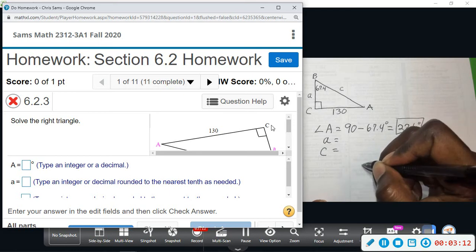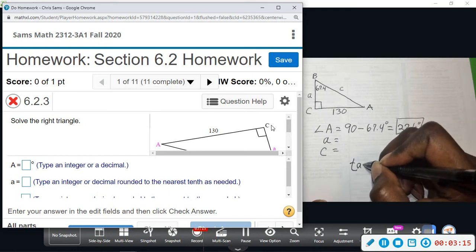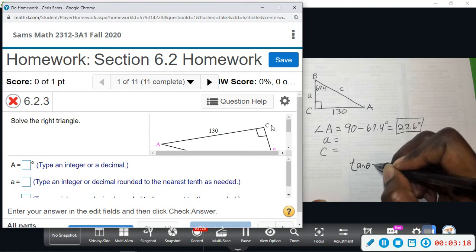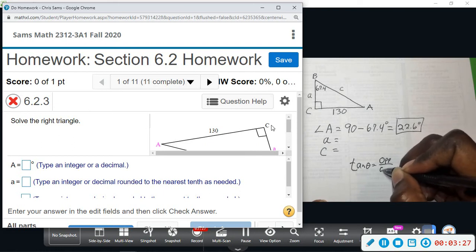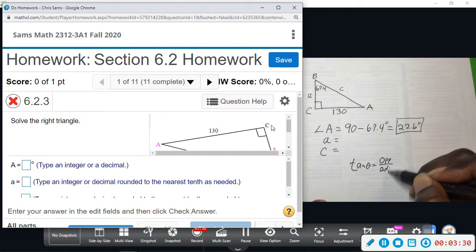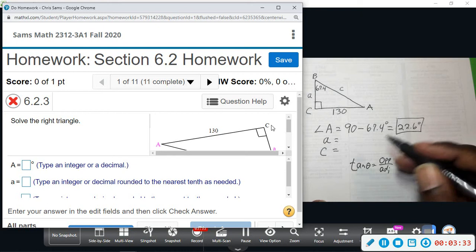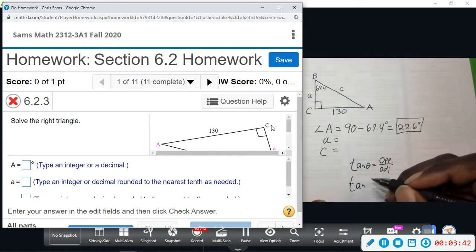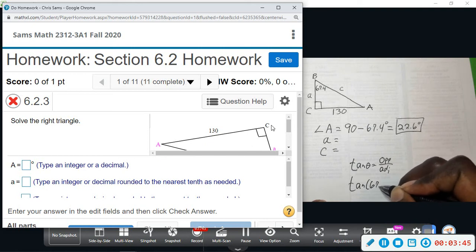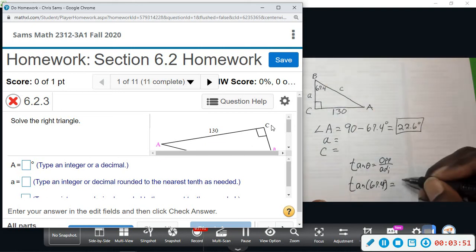The trig function that uses adjacent and opposite is tangent. Tangent is equal to opposite over adjacent. Sorry, I was saying it backwards. So what that means is we're going to do tangent of 67.4 degrees is equal to the opposite side, which is 130, over the adjacent, which is A.